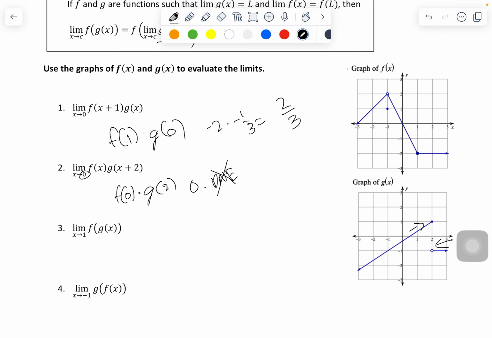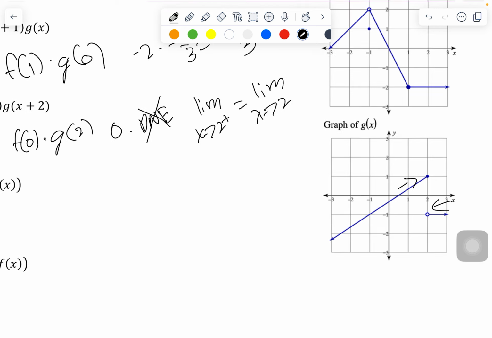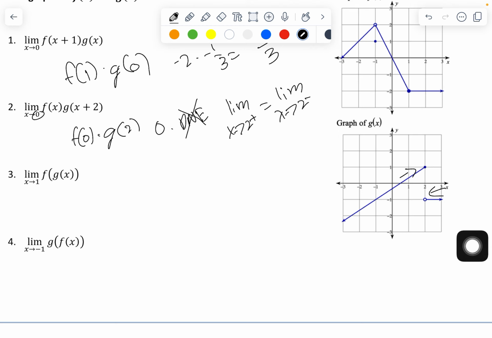However, one thing that's interesting about these type of limits is that we can also evaluate from both sides. Remember the definition of a limit is limit as x approaches 2 from the right equals as x approaches 2 from the left, technically, right? So if we look from the left side, it's approaching 1. So this function would be 0 times 1. And then if we look from the right side, it's approaching -1. So 0 times -1. 0 equals 0.